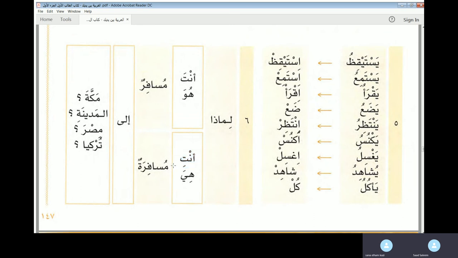Limaza, why are you, right? Why are you traveling to Misr, for a female? Limaza hiya musafiratun ila Turkiya? Why is she traveling to Turkey?